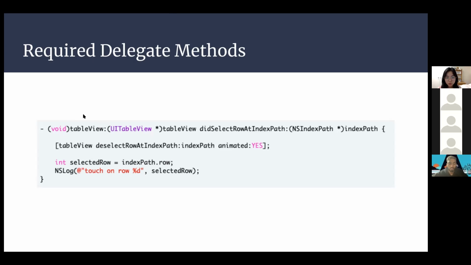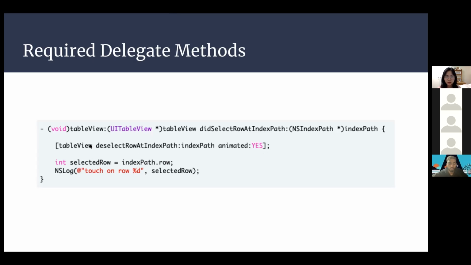This is tableView. This is the name of the class, so the name of the class is table view, then the parameter name, the parameter type, and this is another part of the method name. This is the method name, didSelectRowAtIndexPath. This is the parameter name, and then this is the parameter type. So this is the method header.